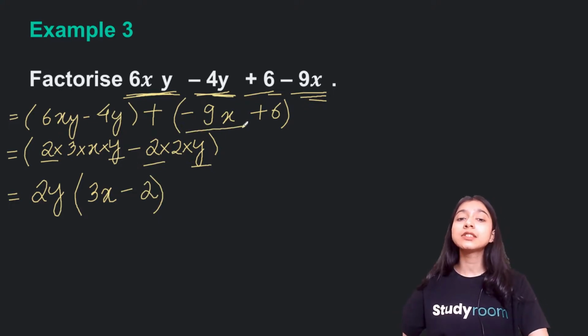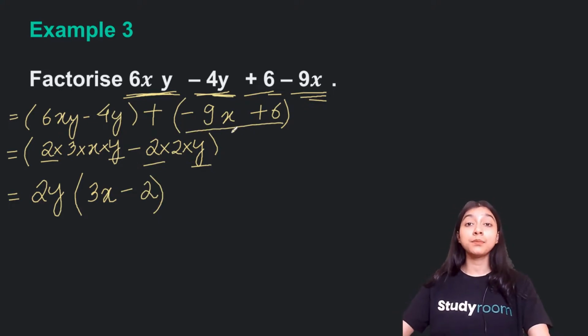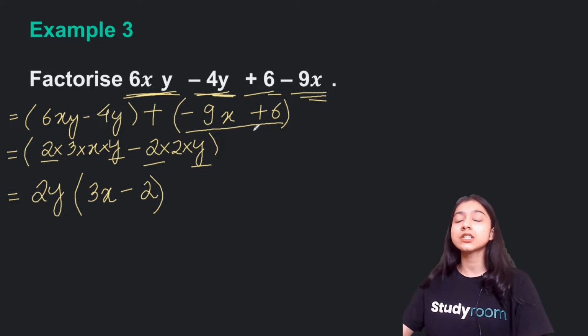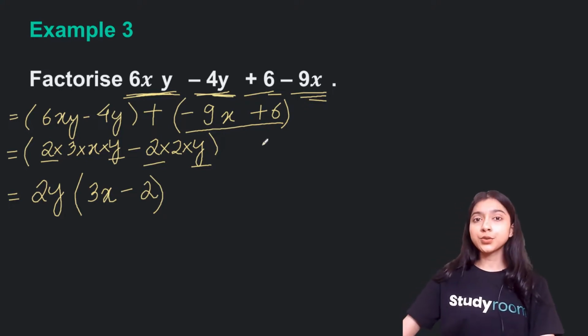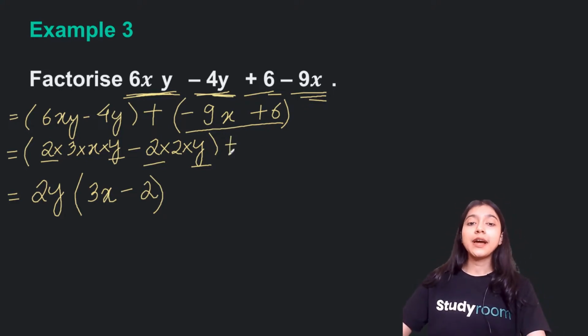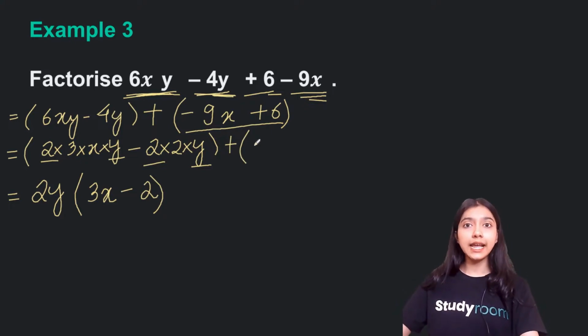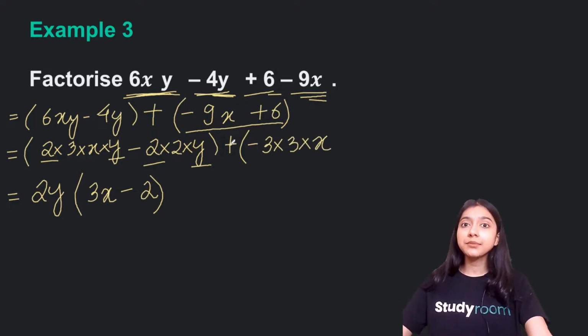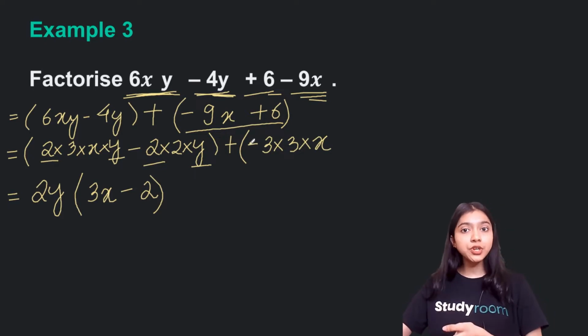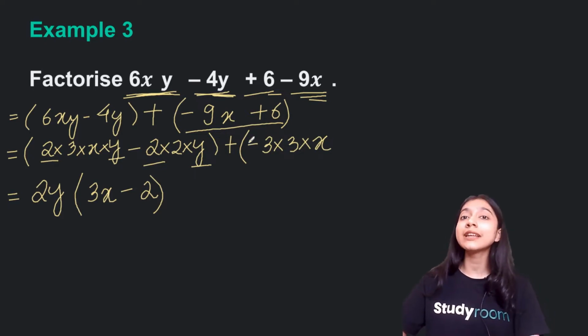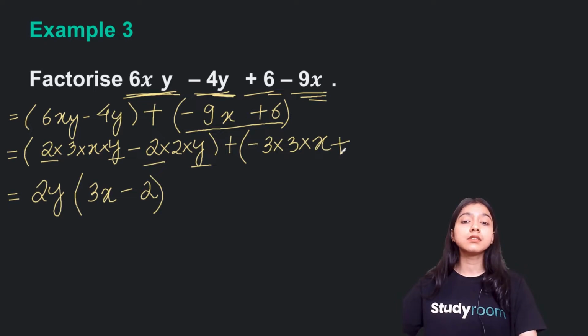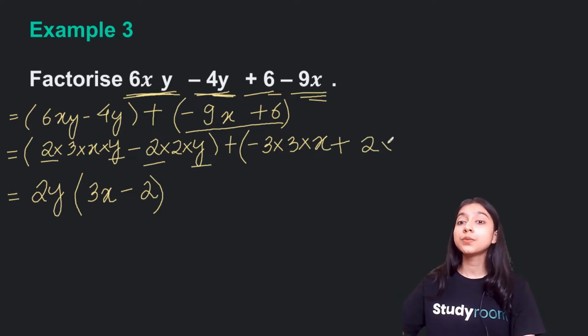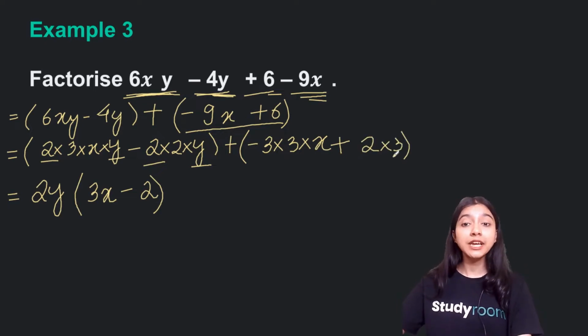We are left with this part, that is plus of, within bracket, minus 9x plus 6. Now what to do? We'll write it in a simpler form at first. So we have minus 9x. This can be written as minus of 3 multiplied with 3 multiplied with x. Because if we have minus 9, it can be written as minus 3 multiplied with 3, and then multiplied with x gives us minus 9x. Now we have plus 6. So 6 can be written as 2 multiplied with 3, the product of its prime factors.